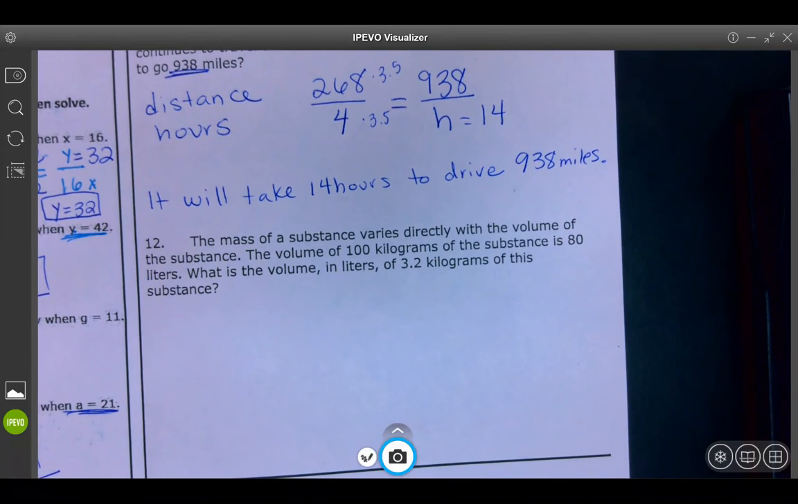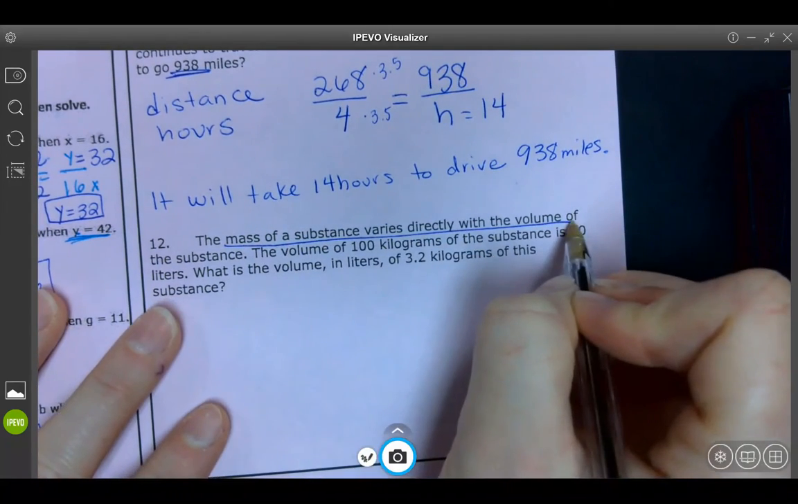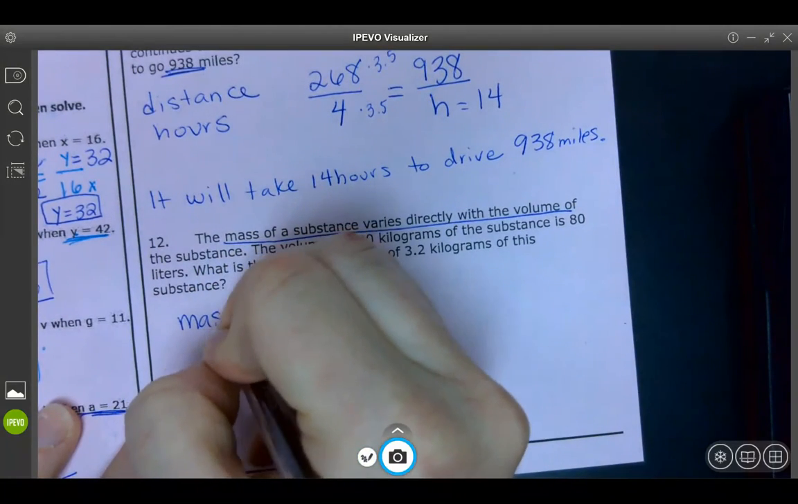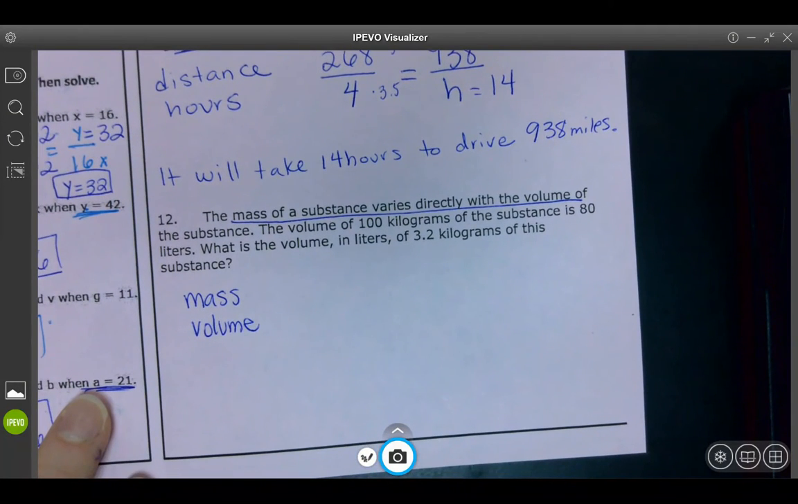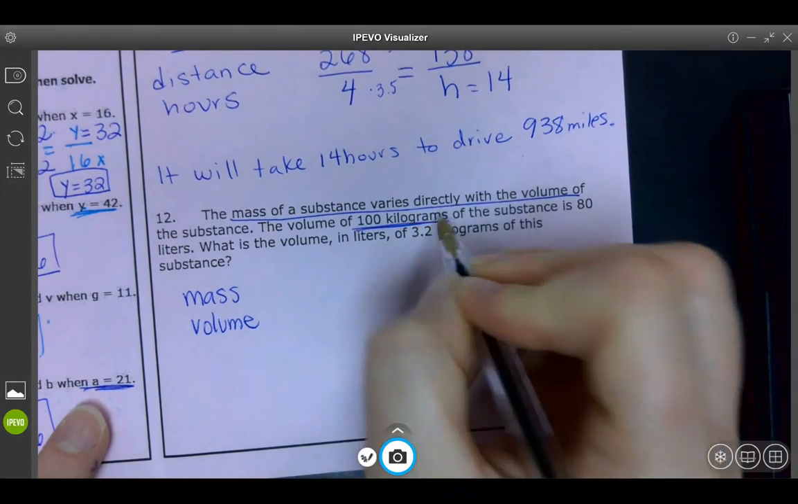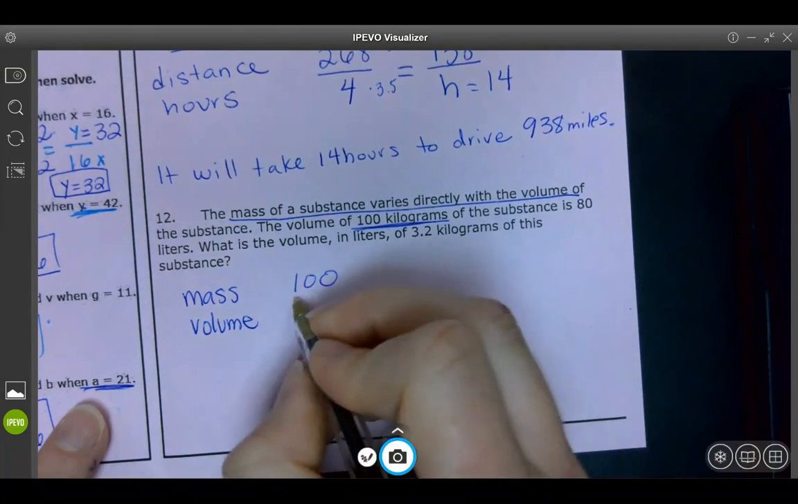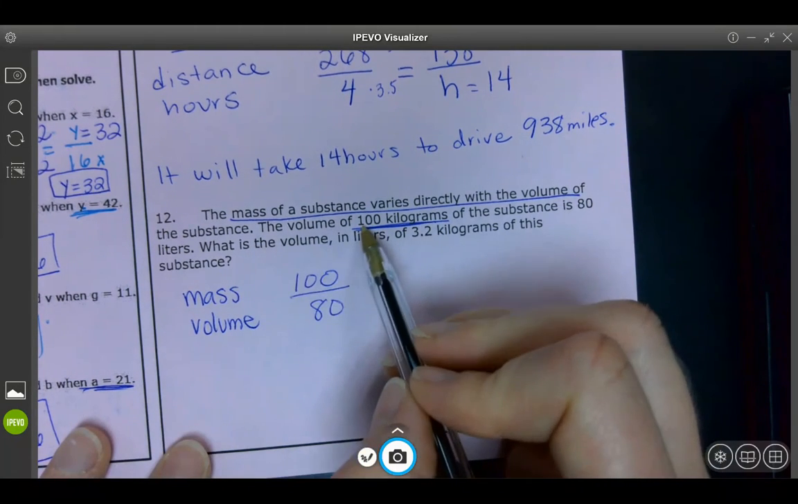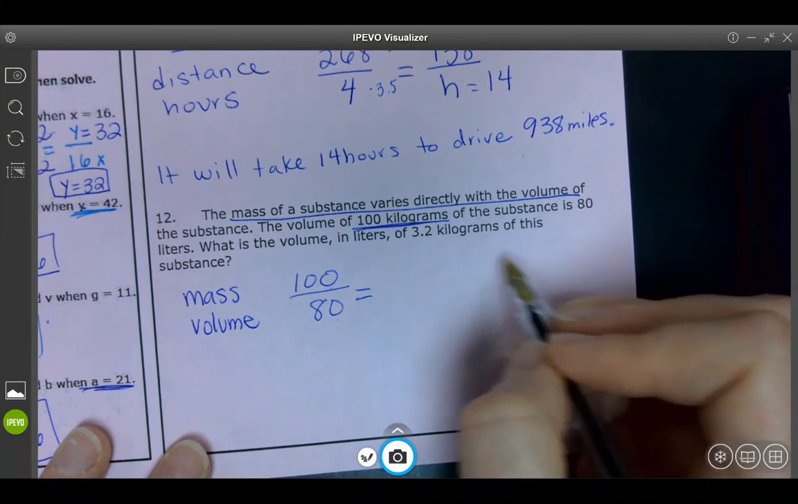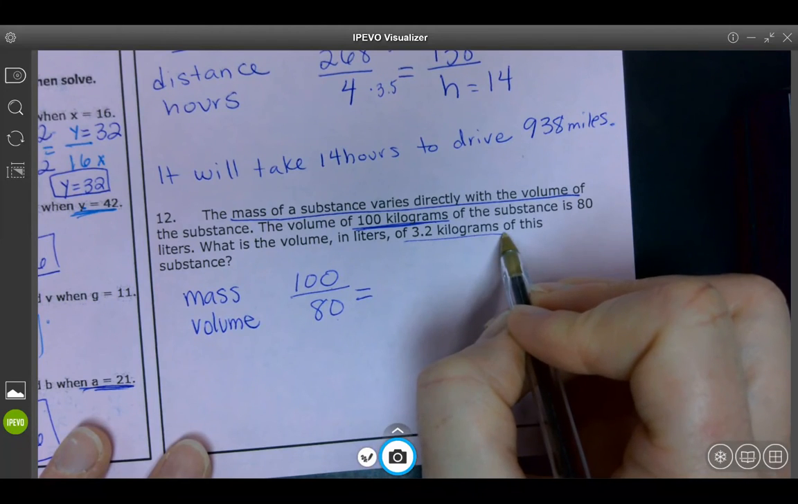Last problem, the mass of a substance. So mass varies directly with volume. Mass over volume. The volume of 100 kilograms of substance is 80 liters. What is the volume in liters of 3.2 kilograms? So kilograms is mass. That'd be 100 kilograms. 80 liters is the volume. The volume of, because that's mass over volume, equals, yeah, 3.2 kilograms. That's going to go on top.